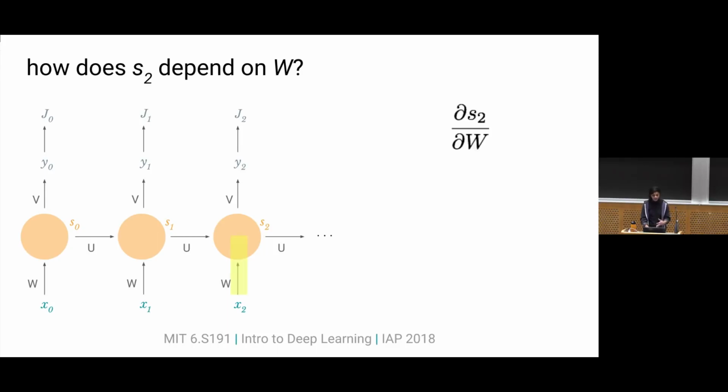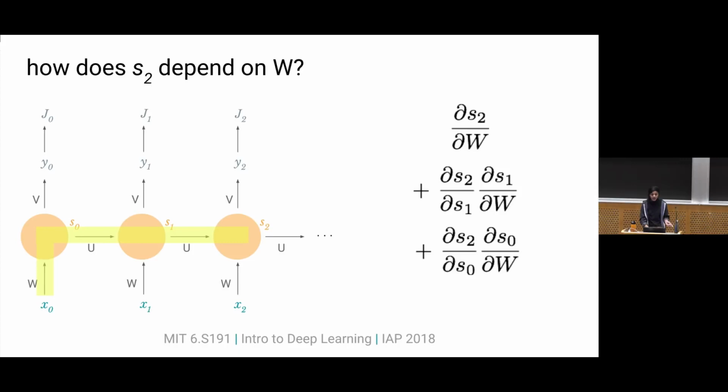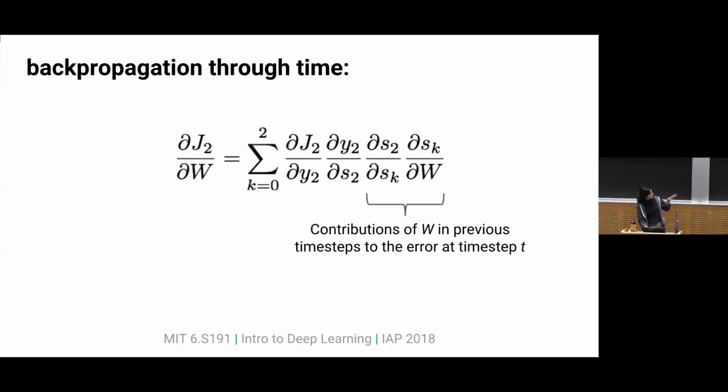Well, it depends directly on W because it feeds right in. We also saw that S2 depends on S1, which depends on W. And you can also see that S2 depends on S0, which also depends on W. In other words, and here I'm just writing it as a summation, the sum that you saw in the previous slide in summation form.